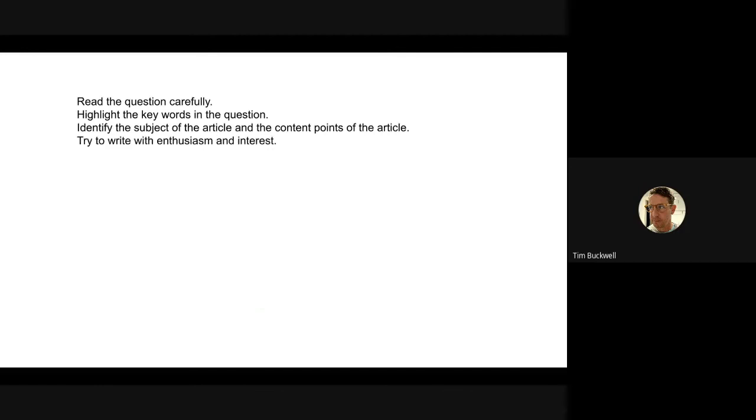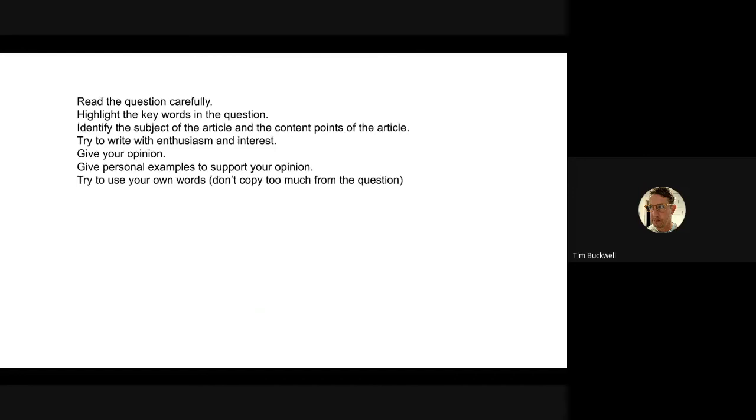Try to write with enthusiasm and interest. You're writing an article, and we want to try and interest the people who are reading our article. Try and be positive. It always makes your writing more interesting for the examiner. Remember that simple structure we used. Give your opinion and give personal examples to support your opinion.